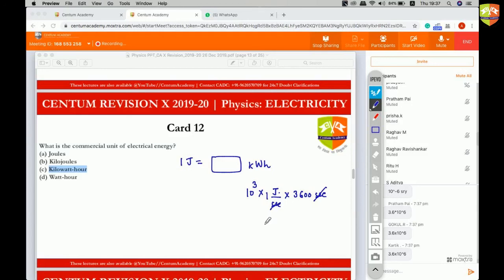Sure. So answer, what is the commercial unit of electrical energy? I guess many of you have given it. Yes, kilowatt hour. Sure, in NTSC and here also I expect, 1 joule is equal to how many kilowatt hours? Fast calculation. 1 joule is equal to how many kilowatt hours?